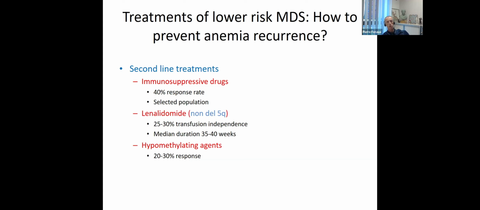Lenalidomide can also be used in non-del5q patients. Modest transfusion independence rate of 25% also. Median duration relatively short, about 8 months. And hypomethylating agents do not work very well in this situation. This is mainly azacitidine, which is mainly the treatment of high-risk MDS. So this is the background.